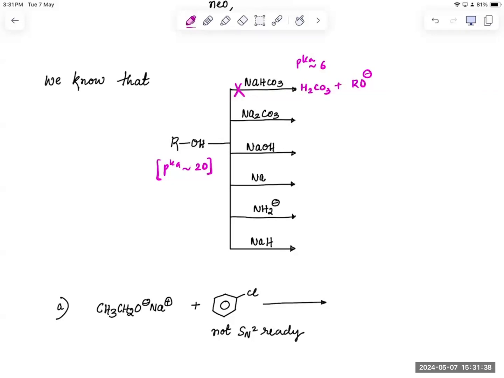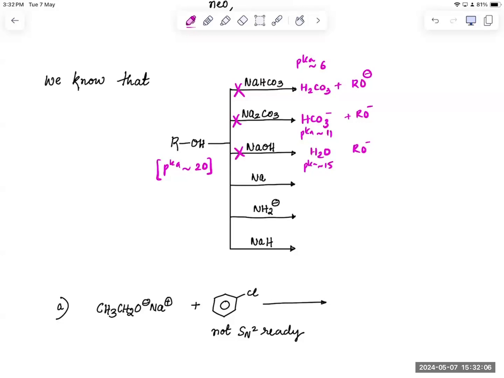Similarly, if you take the next one also, it will become HCO3 minus plus RO minus. Again, the pK value of bicarbonate is also close to somewhere 11. That is also not possible. Next, here OH minus can take H plus, this will become RO minus, and water also has pK value close to 15. So this reaction will not happen either.